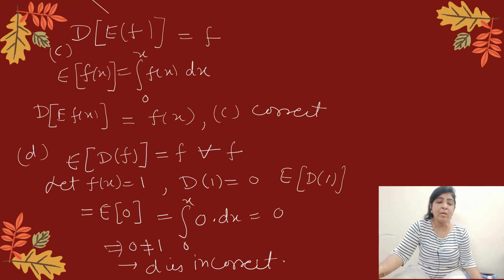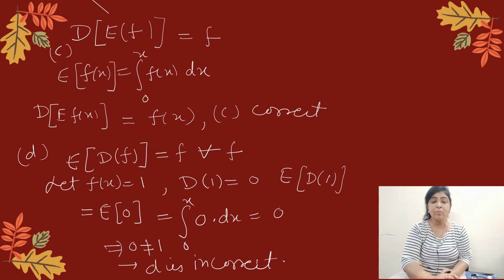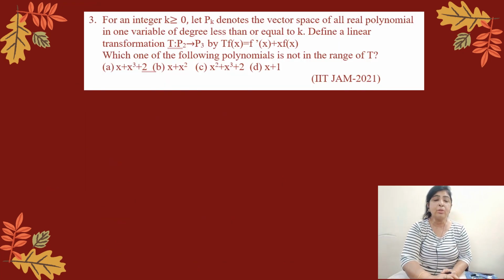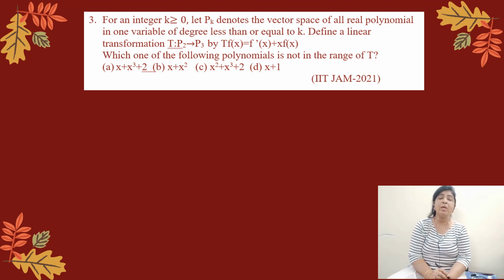I think it will be clear to everyone. Now let us take up the next question. For a positive integer k, let Pk denote the vector space of all real polynomials in one variable of degree less than or equal to k. Define a linear transformation T from P2 to P3 by T of f(x) is equal to f dash x plus x f(x). Then which one of the following polynomials is not in the range of T? This thing you have to tell.